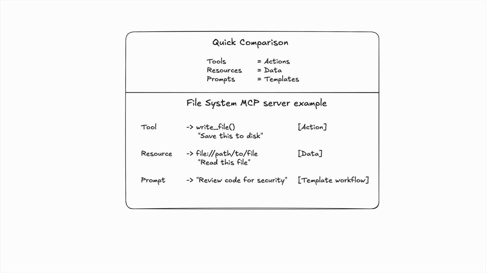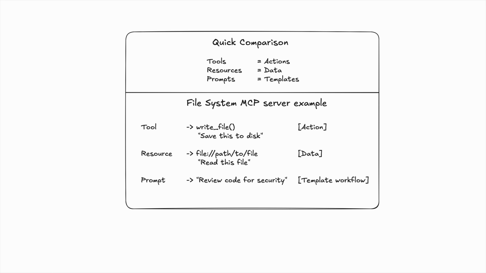Alright, let's bring it all together with a quick comparison. Tools equals actions, resources equals data, prompts equals templates. Now let's see this in practice with a real example. Imagine you are building a file system MCP server. How would you use all 3 primitives?